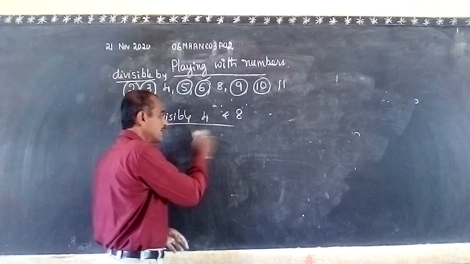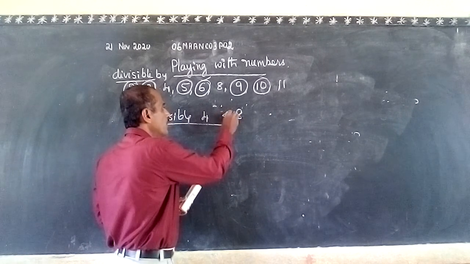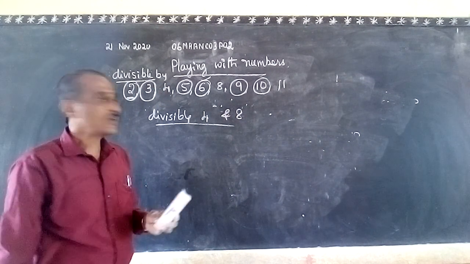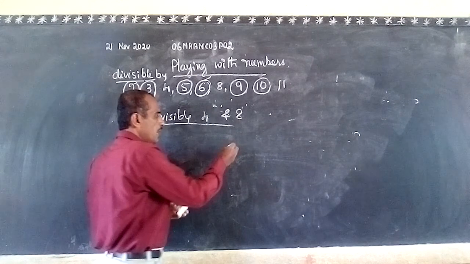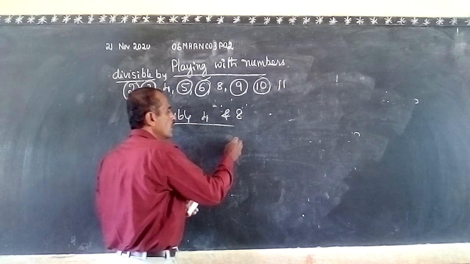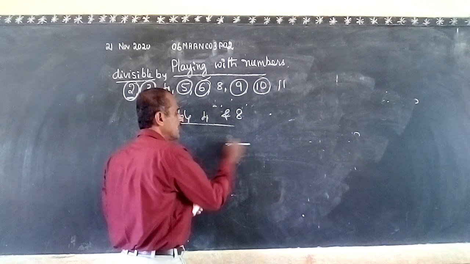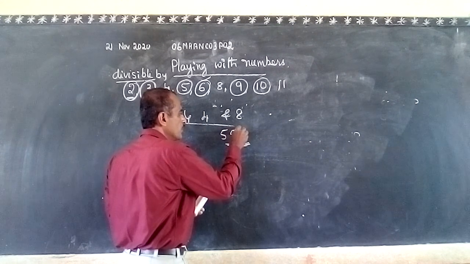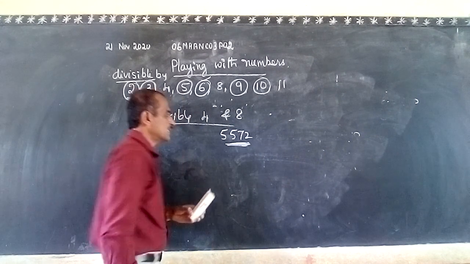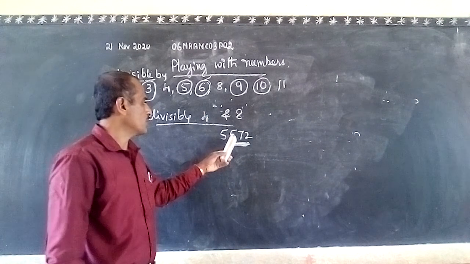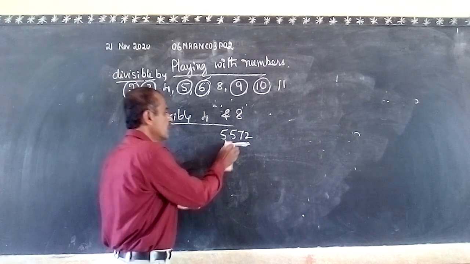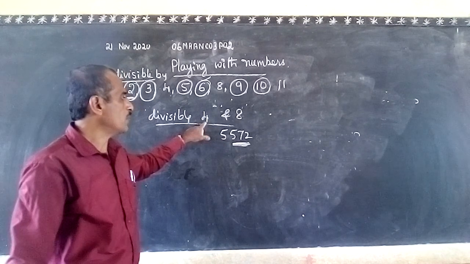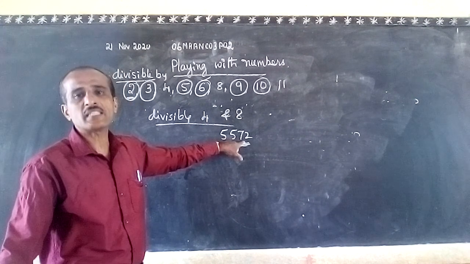And what about 8? To check whether a number is divisible by 8 or not, what you have to do? For numbers having 4 or more digits, check whether the last 3 digits are divisible by 8. Suppose like this, 5572. I told you whether it is divisible by 4, what you have to do? You have to check only the last digits.